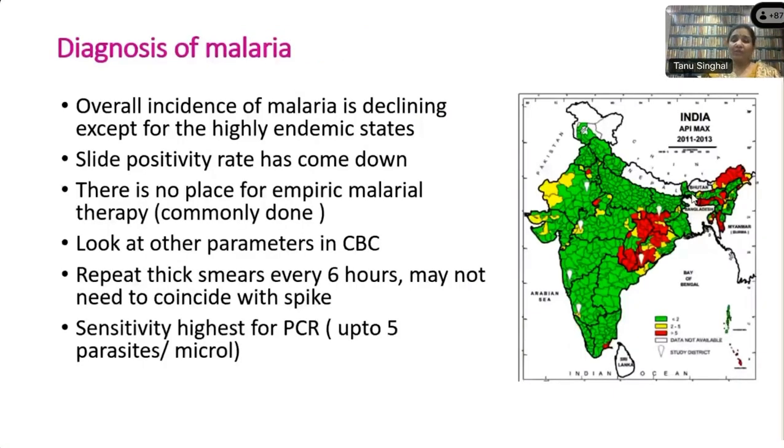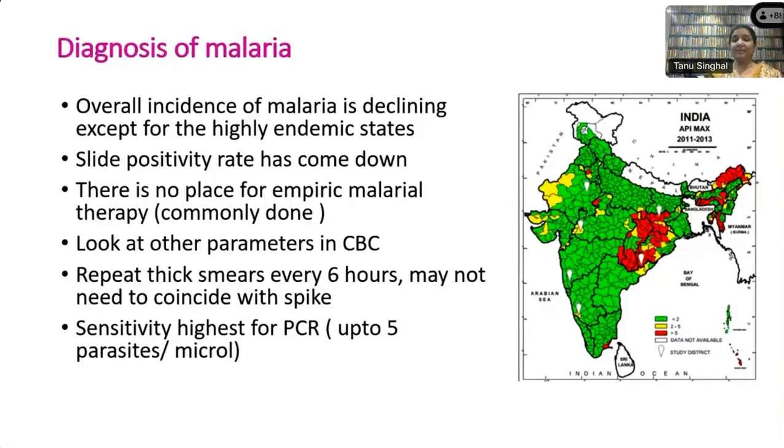Now, one more point which I wanted to make is that the overall incidence of malaria in India is coming down, and there are only some states which are highly endemic, which include the northeast and central eastern India. And the slide positivity rate has also come down. It is about 1% now. That means for 100 malarial smears, only one is positive. So therefore, there is no place for empiric anti-malarial therapy, which is often done in clinical practice.